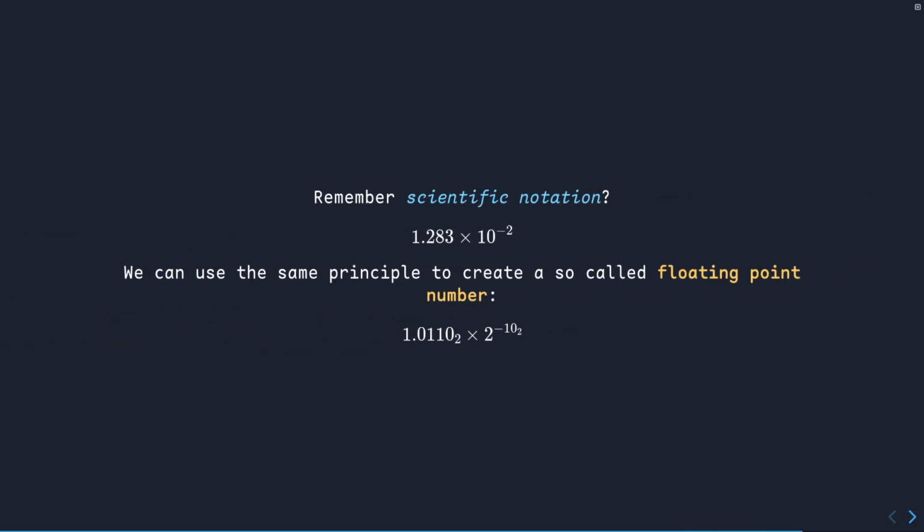Well, we look at a concept we probably learned in high school, which is scientific notation, where we write down a fractional number and then multiply it by a certain power of 2 or a certain power of 10. And we can use the same principle in binary when we create what is called a floating point number, by taking our binary fraction and multiplying it by a certain power of 2. So we would have 1 point something something something times 2 to the power of negative 10, for example.